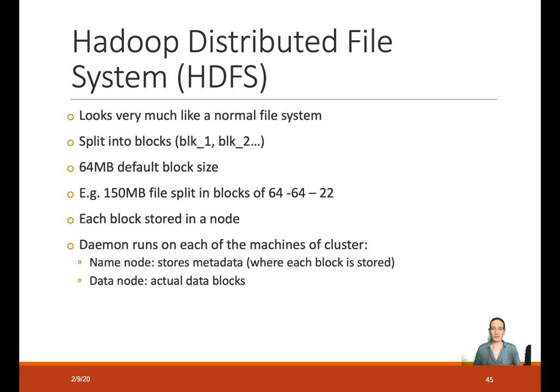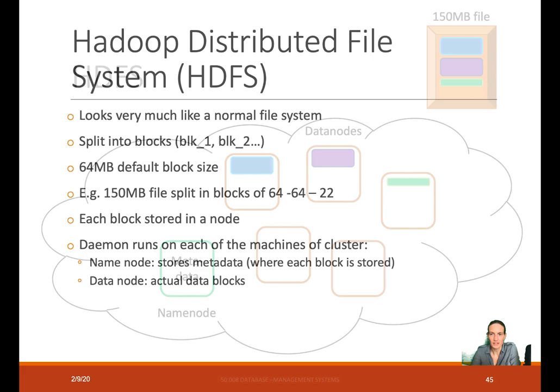Now, let's dive into how this Hadoop file system works, the interesting stuff. It looks very much like a normal file system. Again, this is not a course on operating systems, so I'm not going to repeat that, but I will tell you that all the data is split into blocks with a default block size of 64 megabytes. You can change it, it's just the default. So if we have a file of 150 megabytes, it is split into three blocks: 64, 64, and the remainder. And each block is stored in a node. Simple enough. Let's have a look at how this is actually done. We take our 150 megabyte file, this one.